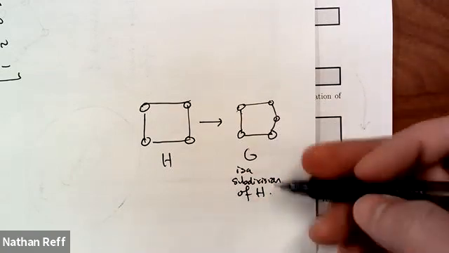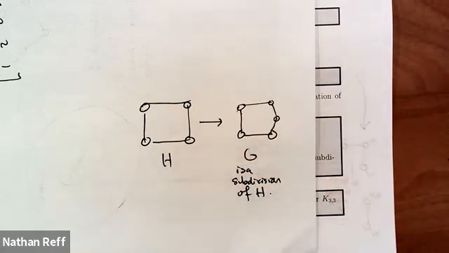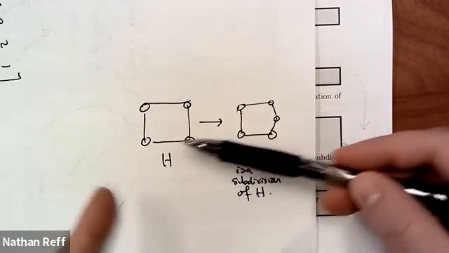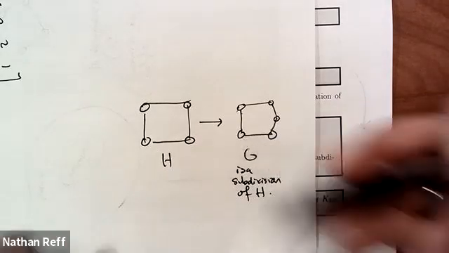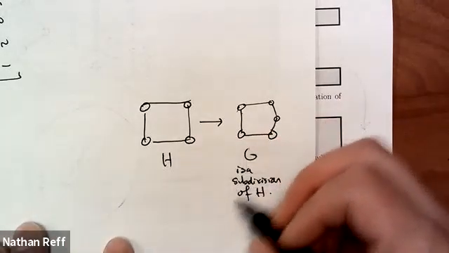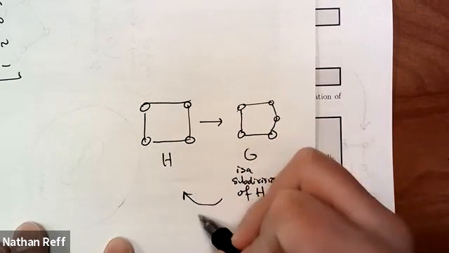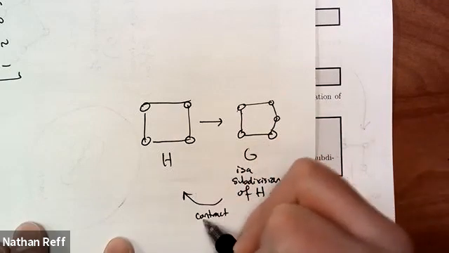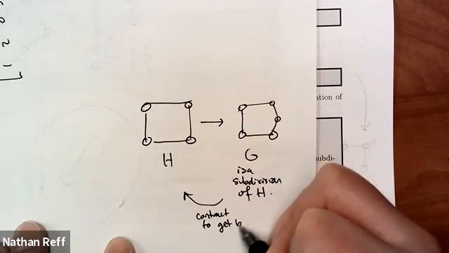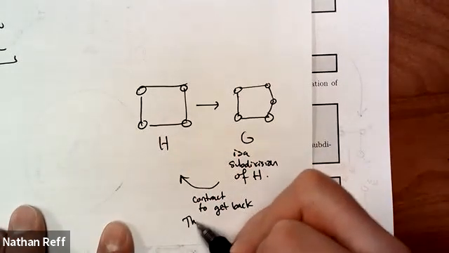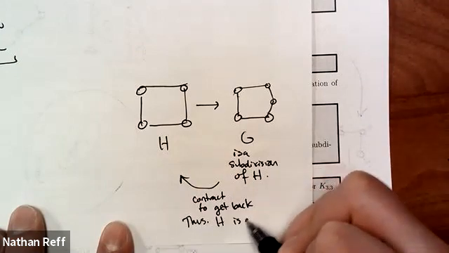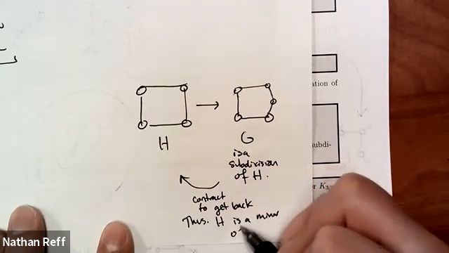but to get a minor, how do we get a minor? You have to either delete or contract, right? So I have to be able to get back. I can't get back by deletions alone, right? I need that contraction. So does everyone agree that I could contract to get back, right? Thus, H is a minor of G.